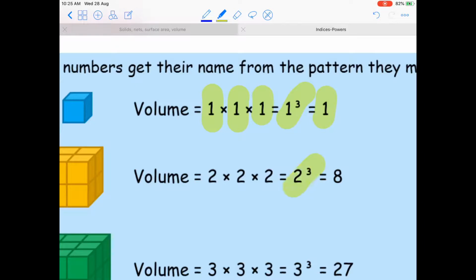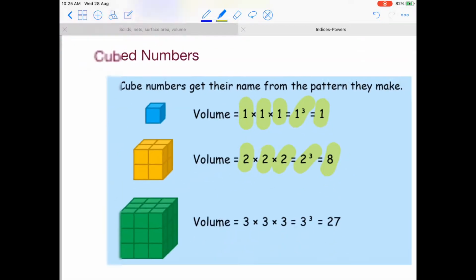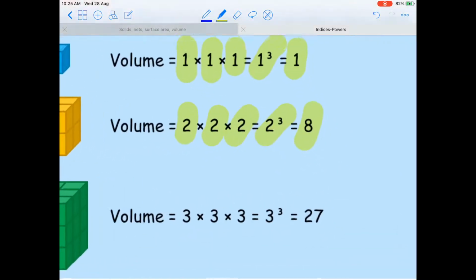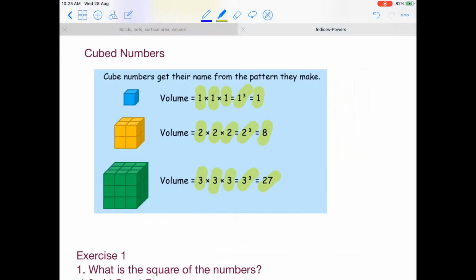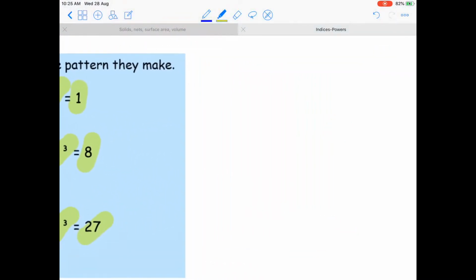Then we have 2 cubed is equal to 2 times 2 times 2, which is equal to 8. And last example, we have 3 cubed, which is equal to 3 times 3 times 3, which is equal to 27. Now we will learn about cube root.